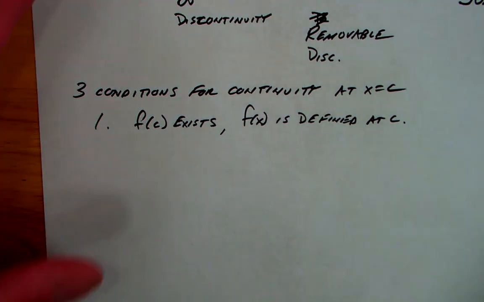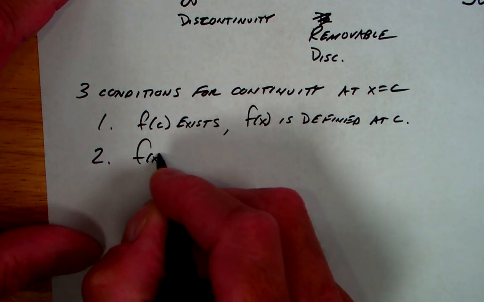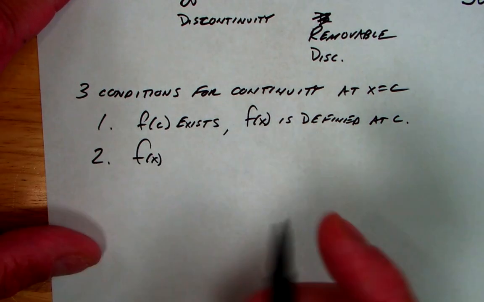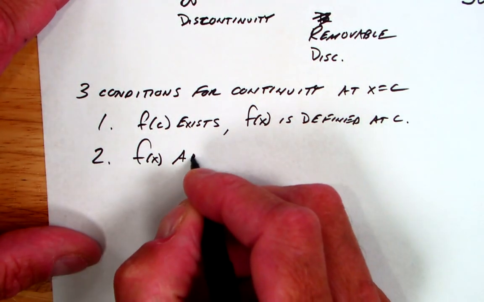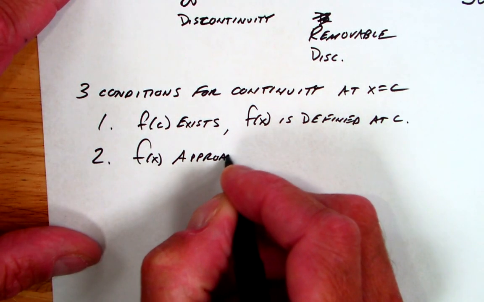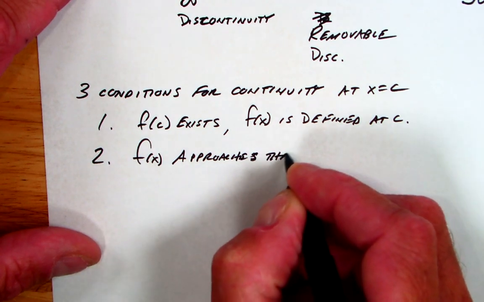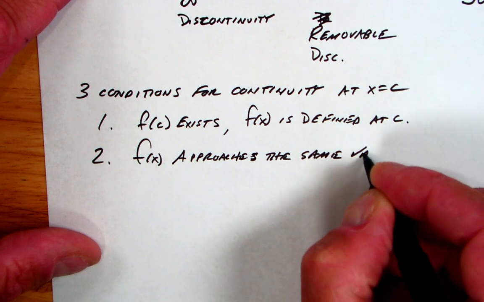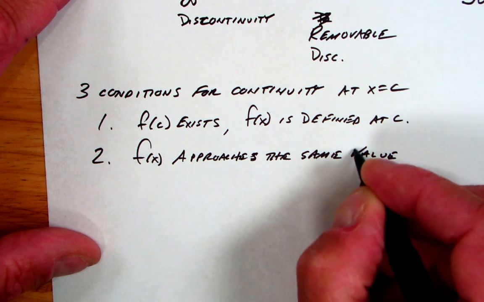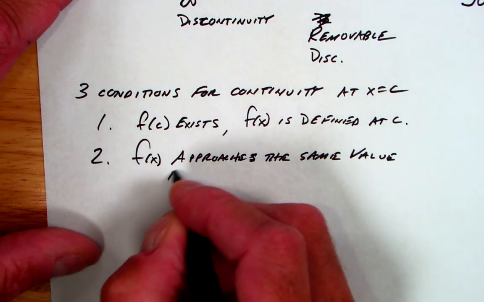2. F of x approaches the same value from either side of c.